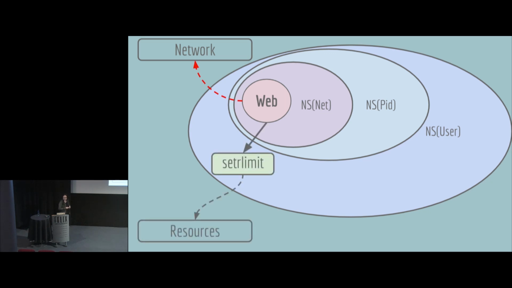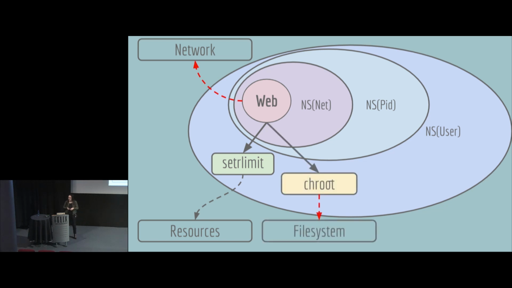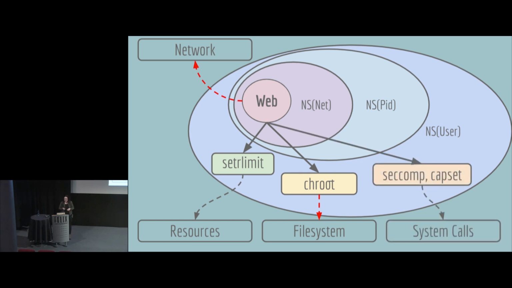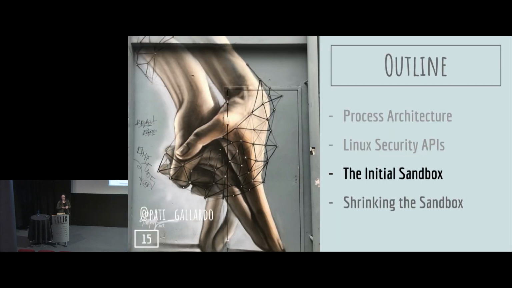Then you have setrlimit to limit some access to resources like memory and things like that. We're not going to talk too much about that. Then chroot is used to cut off access to the file system, and I'll show you a little bit about how that's done. And then you have seccomp and capset, which are used to cut off access to the system calls. So this is what we're going to go through today on how this actually looks in code.